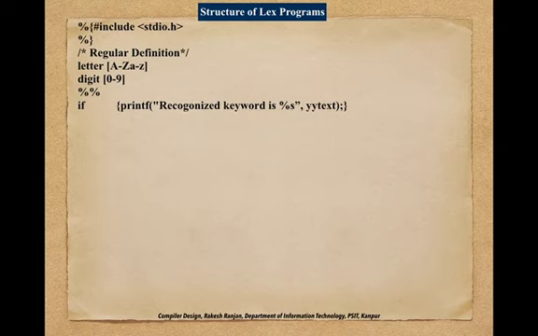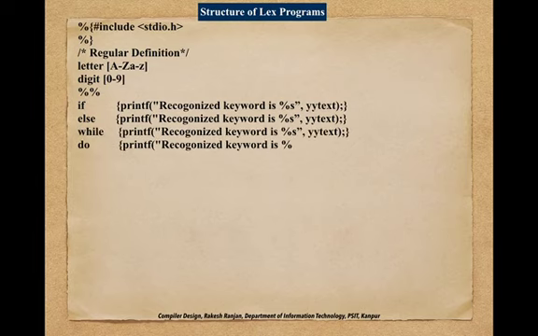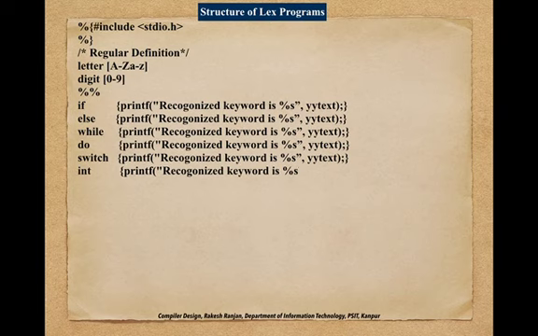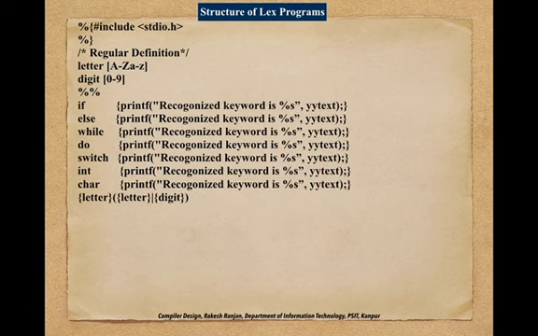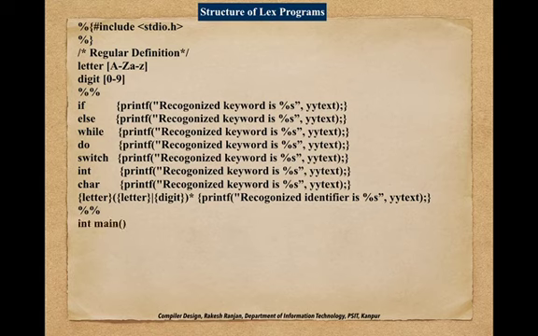If we find "if", there must be a printf, and that message should be printed with yytext. The yytext is the "if" part. Else, if we find "else", then it will print "recognized keyword is else", as the yytext is now "else". Similarly for while, do, whatever we want to do, the action we write in curly brace open and curly brace close in front of the pattern. Now this is the new part: letter or digit asterisk. Obviously this is the part for a variable, and if a proper variable is given, then it should print "recognized identifier", and the identifier value will be printed. Two percent symbols are given there, and then after that the third part starts.